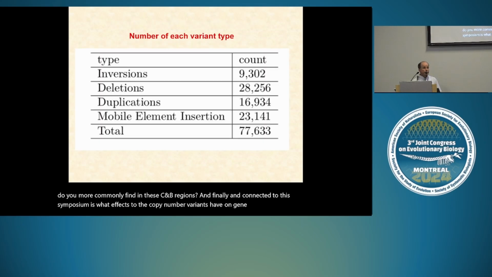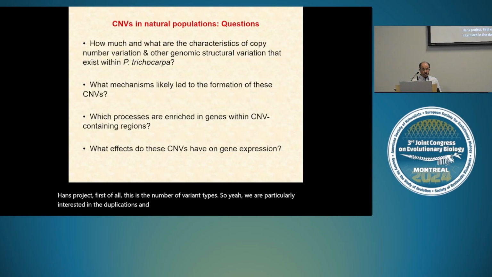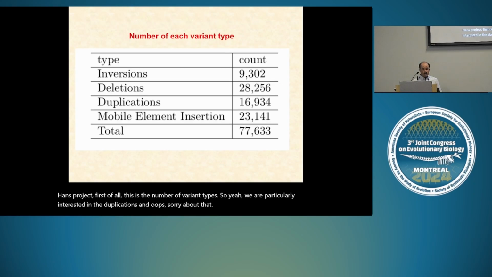So I'll show just a little bit of data from the project. I don't really have time to show all the data, but I'll just show a few selected figures and tables from Ihan's project. First of all, this is the number of variant types. So we were particularly interested in the duplications. You can see that there were close to 17,000 duplications that were documented. There were more deletions that Ihan found. There were also a smaller number of inversions and a fairly large number of mobile element insertions.